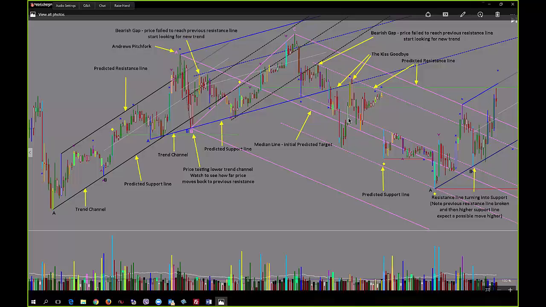Now this is what we call the kiss goodbye. So we've broken out of the trend channel, and then we basically come up to test it again before then going down lower. Now sometimes you'll get a very quick kiss goodbye before moving down, and other times it could take a lot longer before the market comes back up and then tests that trend.